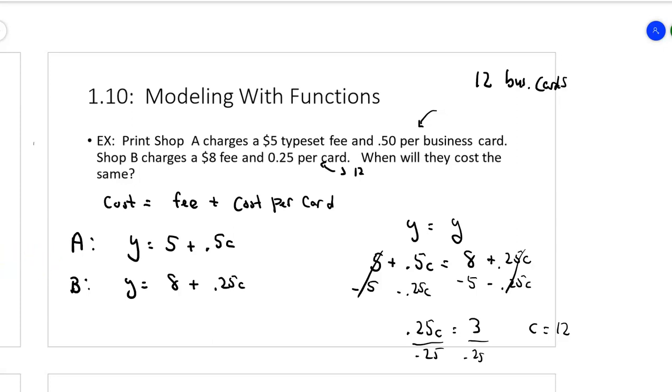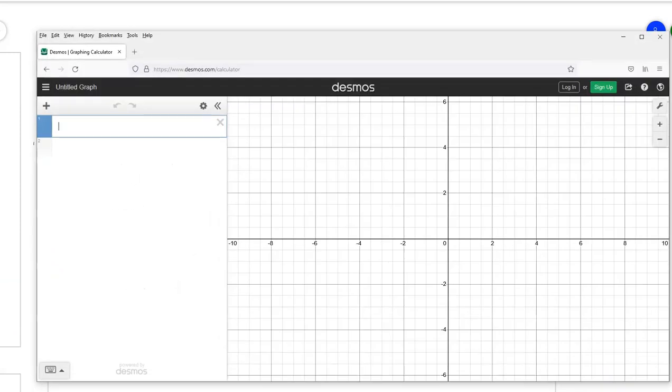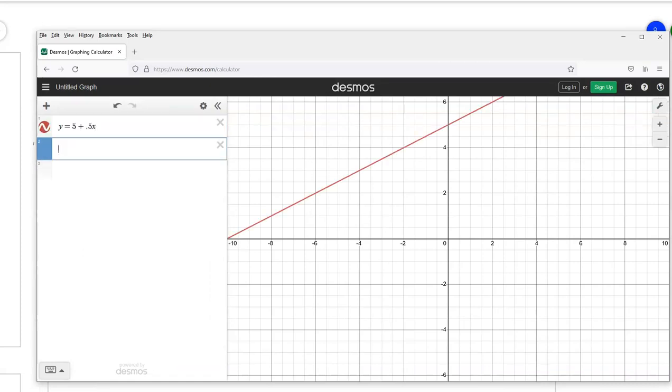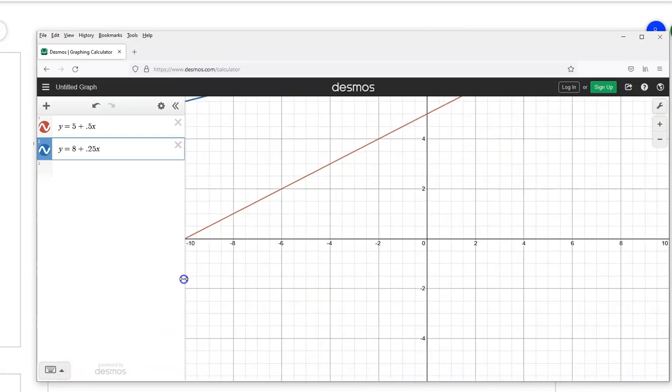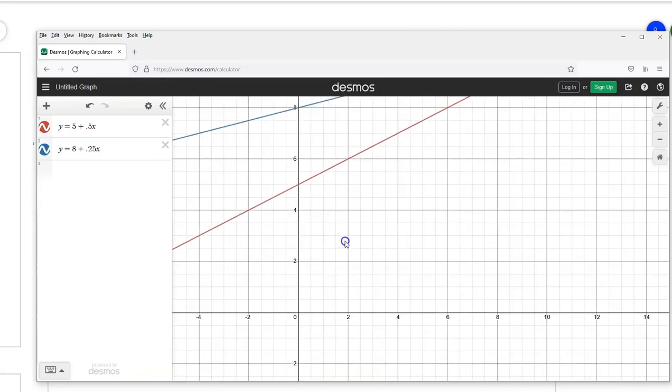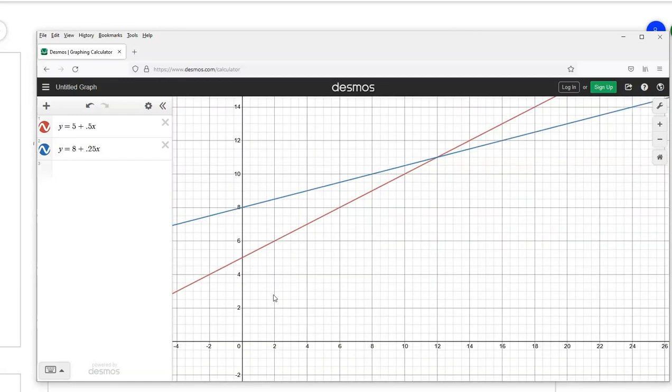All right, let's try graphing this. I'm going to pull up Desmos, and we got two equations here, right? We got y equals 5 plus 0.5x. I'll use x because Desmos likes that. And then I'll do y equals 8 plus 0.25x. Now, you can see that this is a lousy window to graph on because it only includes a couple of cards, and it includes the negatives, right? I'm not going to have negative numbers of cards or negative numbers of dollars. So let me move it down here and zoom out a little bit.